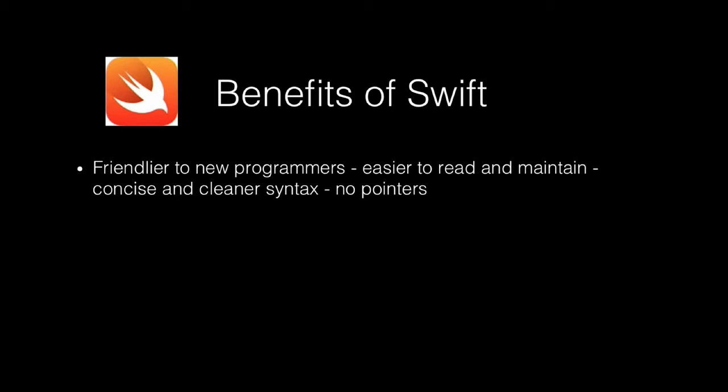It's more concise and cleaner in its syntax. So the keywords or the identifiers that you use in this language, it's much cleaner and concise. And there are no pointers. Now, those of you that are experienced programmers that have been programming in Objective-C know that it was really painful to program in Objective-C because they had a whole lot of things called pointers. When you create new objects, you would create pointers to these objects, which were quite difficult for new programmers. With Swift, there are no pointers involved.